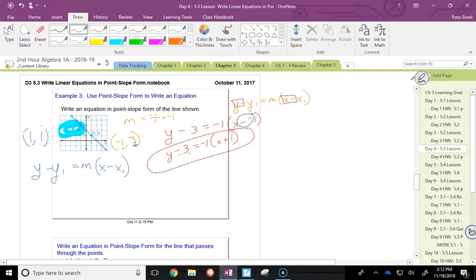Okay, so to do this, I'm going to switch colors. I'm going to leave my y minus the same, and then y1 is 1, equals my slope we found earlier, negative 1, and x minus x1 is also a positive 1 in parentheses. There's nothing for me to simplify. Y minus 1 equals negative 1 parentheses x minus 1. We are done. That is my second possible answer.